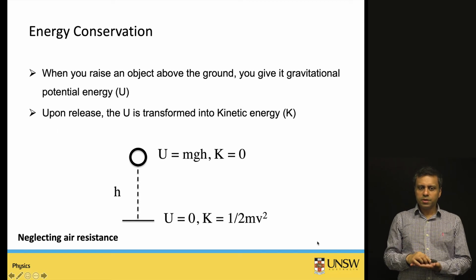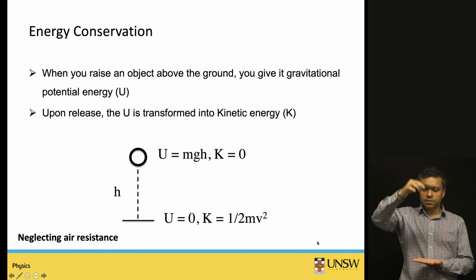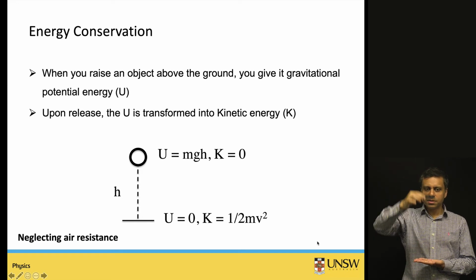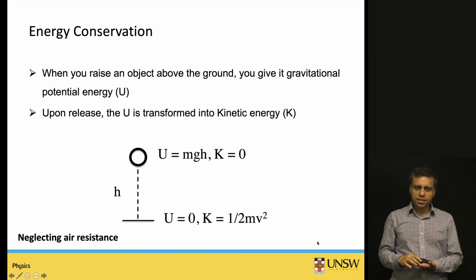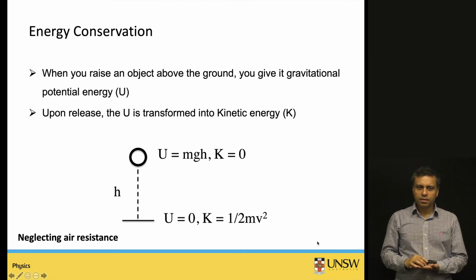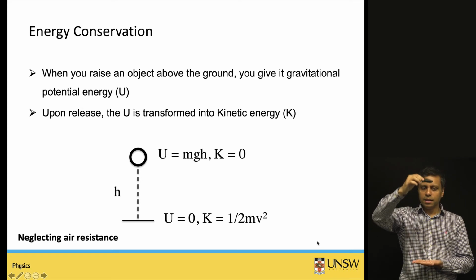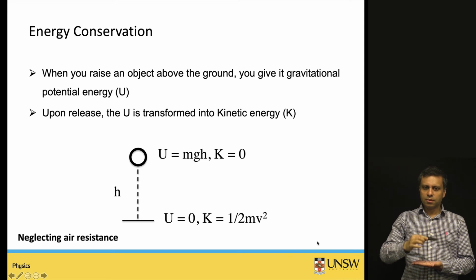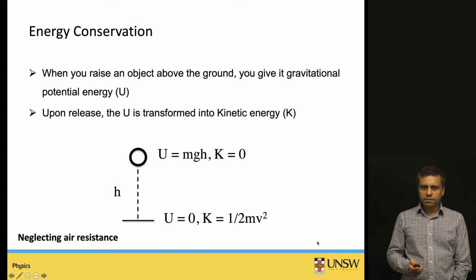And if we neglect air resistance, when the object falls, it can hit air molecules. But if we ignore that process, then actually the total energy is constant in the system. The total energy is the sum of the potential and the kinetic energy. So whatever it was at the beginning, it is also the same at the end, basically, just before the object touched my hand. So this is called conservation of energy.